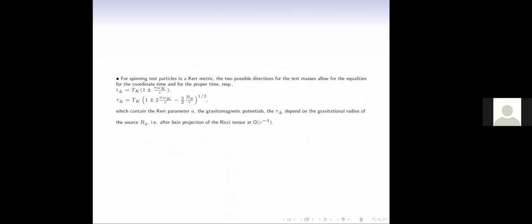And so in particular, it's necessary to define the test mass equalities for the coordinate time and proper time in the case of the Kerr metric, which depend also on some geometrical objects such as the Riemann tensor, whose contribution arrives to order of c to the power -4.